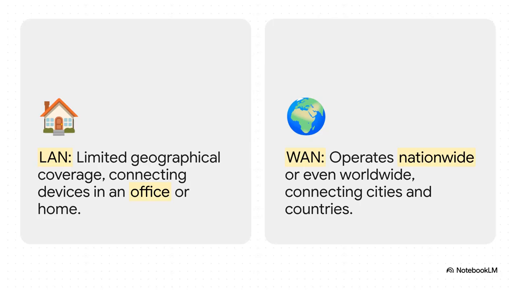Now, these digital roads, they basically come in two main sizes. First up, you've got your local area network, or LAN. Think of these as the local streets in your neighborhood, connecting everything in your home or office, your computer, your printer, your smart TV. Then you have the big one, the wide area network, or WAN. These are the massive highways that connect entire cities, states, and even countries. The internet itself, that's the ultimate WAN.